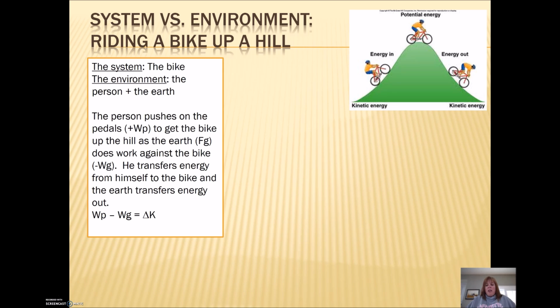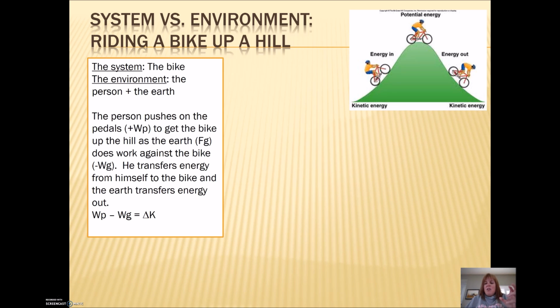So our energy equation would be the work done by the person minus the work done by the force of gravity, because that force is opposite to the motion direction. And that total work equals the change in kinetic energy of the bike. Now, that would be one scenario where we just chose the bike as a system.